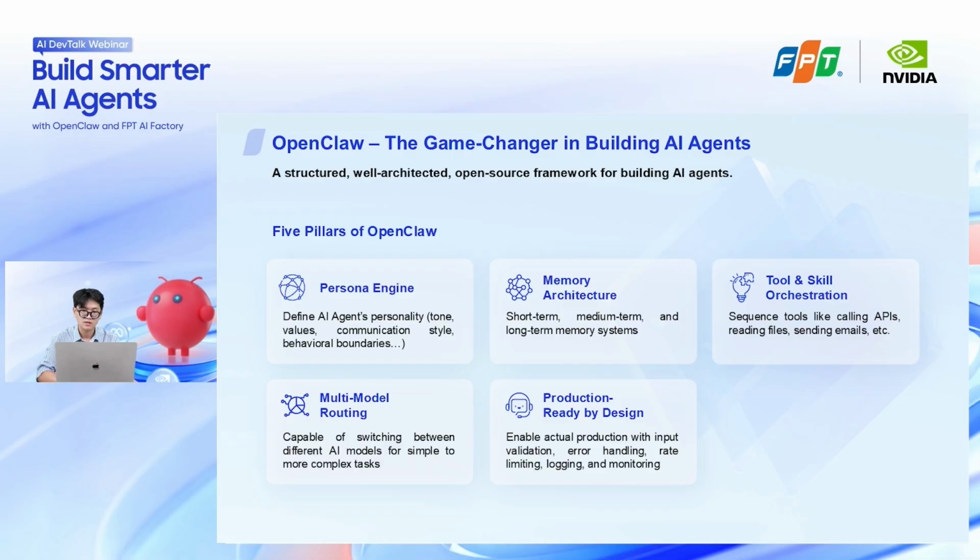And there's number 4. This one might be the most critical. I want you to remember your agents don't have to be locked into one model. With OpenClaw, simple tasks go to a cheap, fast model, and complex reasoning might go to a heavy one. Creative work goes to a specialist, and we can use this in the demo. And lastly, number 5, the production-ready design: input validation, error handling, rate limits, logging, monitoring, all for production.